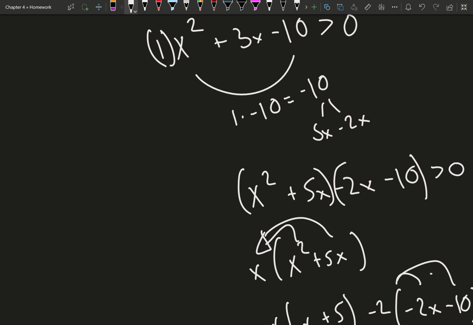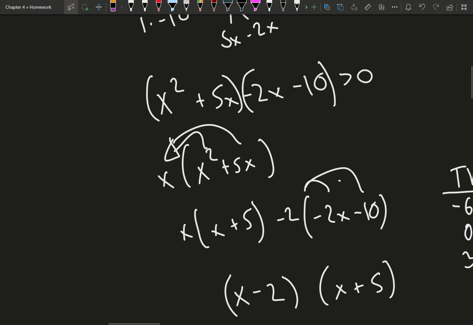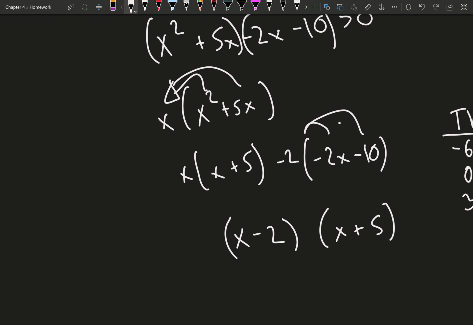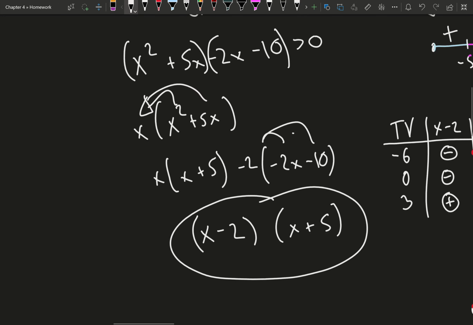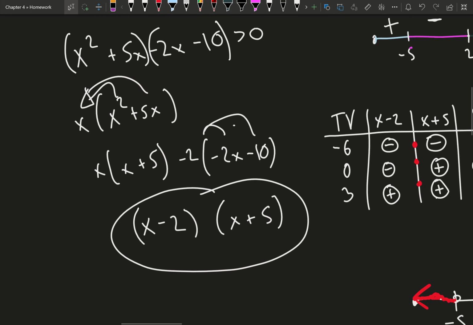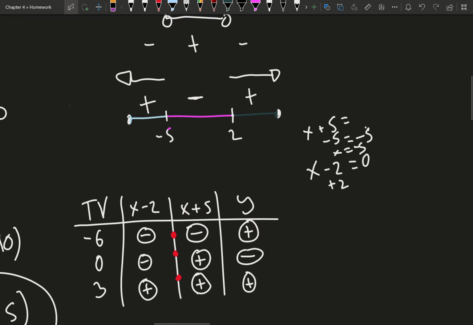So the AC method gives us 5x minus 2x, and then it would be x squared plus 5x, and then negative 2x minus 10. And then you would factor everything out, and you will be left with this at the end, after you do your AC method. So then, this is how you would do it on the number line.